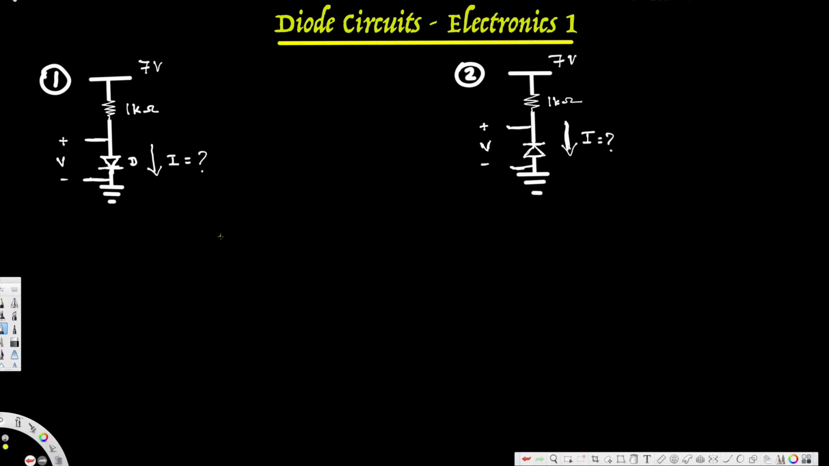In this video we are going to talk about diode circuits. Here we have two diode circuits and we are trying to find this current. The method we use is the short circuit method. We assume the diode is on, or we can say forward bias.